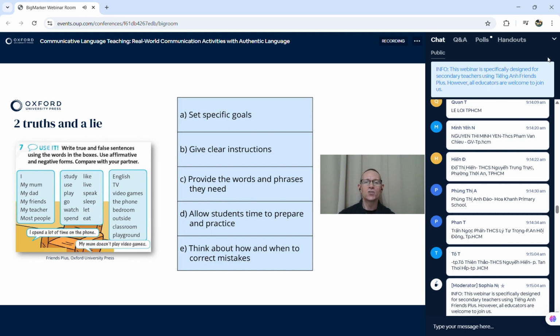We provide students with the words and phrases they need by using these sentence stems, which you can see are provided in the textbook. We allowed students time to prepare and practice by writing out their sentences at the beginning. And then we saw how not to correct mistakes during the activity, but to do post-activity correction. That way we can build our students' confidence and develop their speaking fluency.